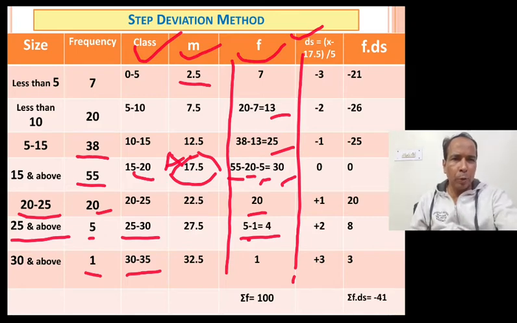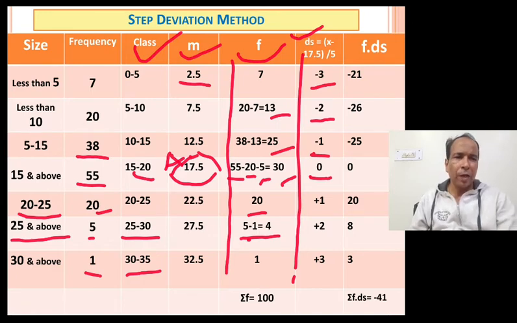So here 2.5 minus 17.5 gives you minus 15 upon 5, that produces minus 3. Similarly, 7.5 minus 17.5 gives you minus 10 upon 5, that is minus 2. Similarly, 12.5 minus 17.5 gives you minus 5, divided by 5 gives you minus 1. And then 17.5 minus 17.5 divided by 5 gives you 0. Similarly, plus 1, 2, and then 3.